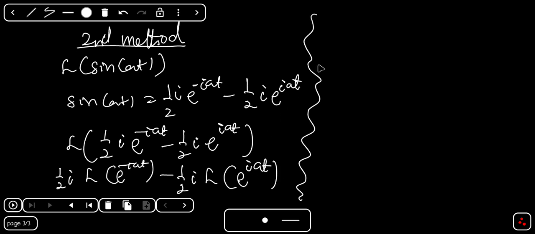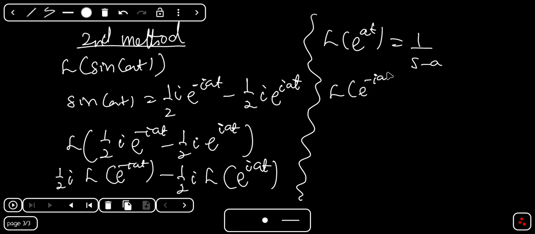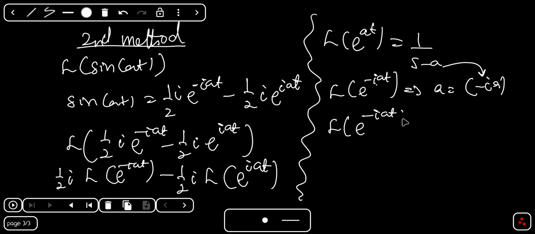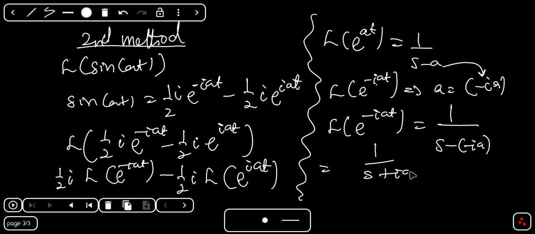And then remember that the Laplace transform of e raised to the power of at is equal to 1 over s minus a. So now for the Laplace transform of e raised to the power of minus iat, in this case a will be equal to minus ia. That will be the value of a here. So we input a to be minus ia here, so the Laplace transform of e raised to the power of minus iat equals 1 over s minus minus ia. So this will give us 1 over s plus ia. That's the Laplace transform of e raised to the power of minus iat.